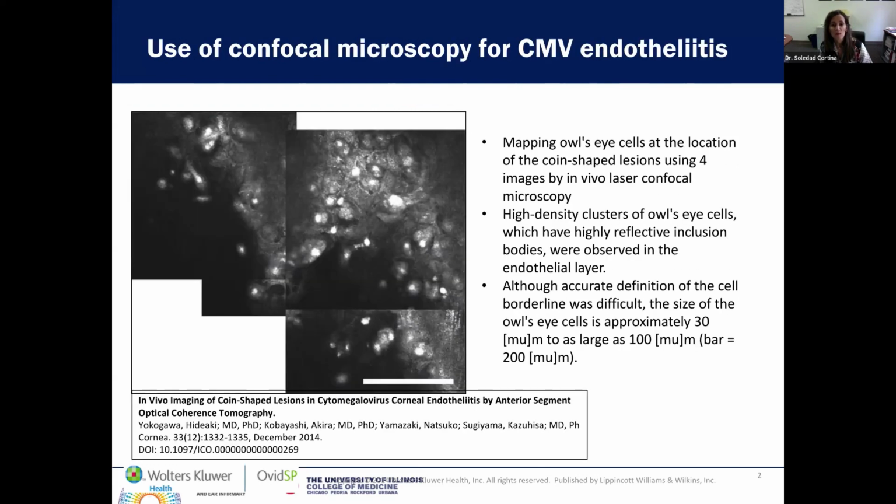And then confocal microscopy also can be used. We talked about confocal microscopy for the classic indications, which are acanthamoeba, nocardia, and fungal and filamentary keratitis. But CMV can actually also be diagnosed with confocal microscopy, where you can see the owl cells, those large cells within the coin lesions right here.